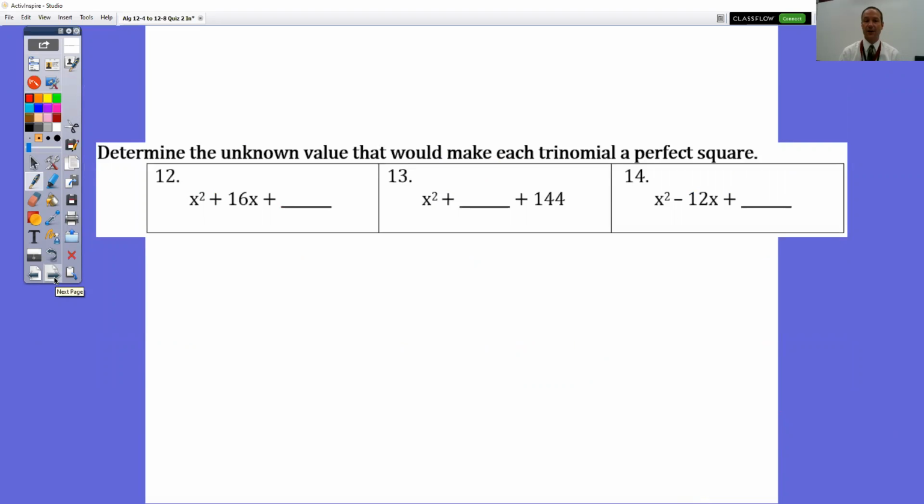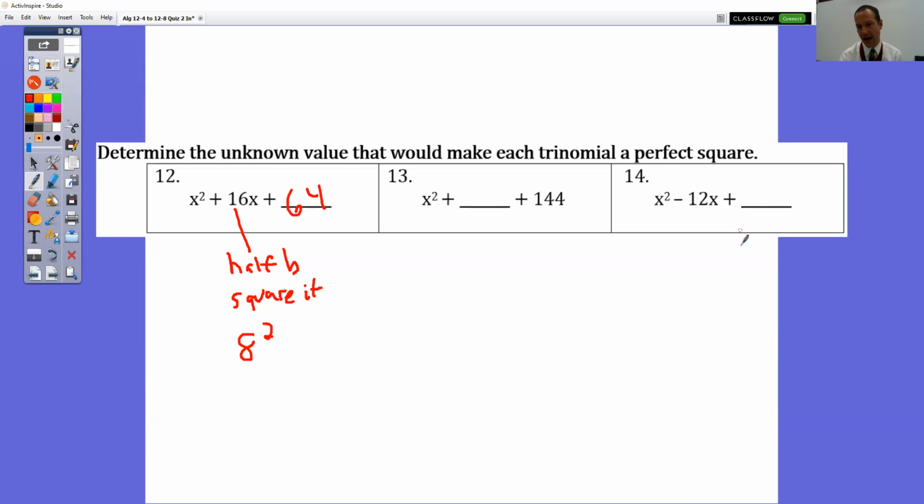All right, determine the unknown value that would make each trinomial a perfect square. When you are looking for the C value, here, what you want to do is take half of the B value and then square it. So half of 16 is 8. 8 squared is 64.